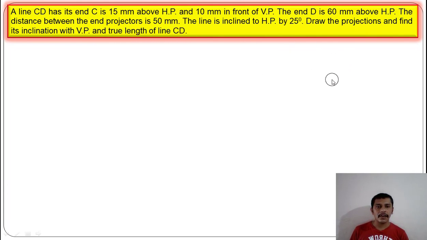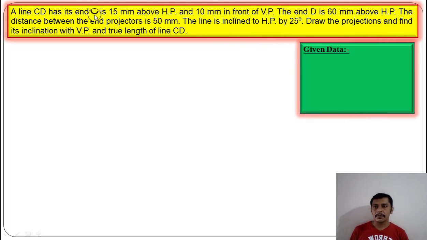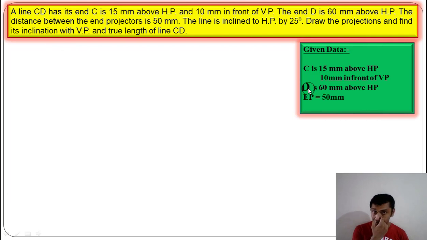Now here we have changed some data, but we have given the end projectors again. So the given data is point C is 15 mm above HP, 10 mm in front of VP. So above HP and in front of VP, that means we can say that point C is in the first quadrant. Now D is 60 mm above HP. The distance between the end projectors is 50 mm. So EP is 50 mm.